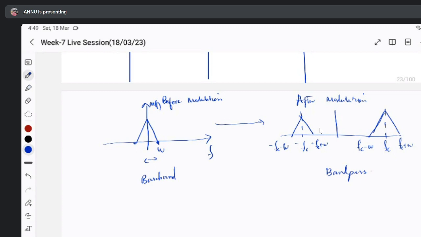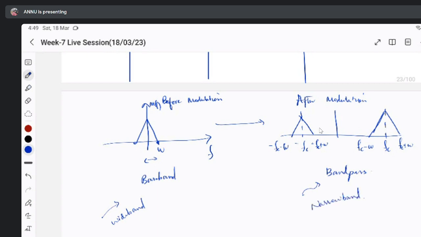Now just think about it: why is it narrow band and why is it wide band. I'm saying this is true. This one is wide band. One more clarification about the term.